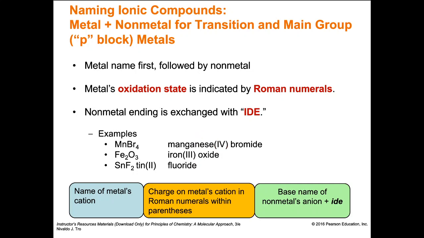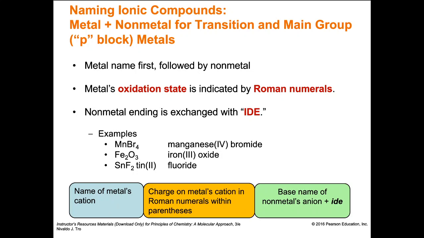So the rest of it is the same. I'm going to change the ending of the nonmetal to "ide." The only thing we're changing here is that we have to indicate the charge of the metal using a Roman numeral. So name the metal, then in parentheses next to it, give the charge with a Roman numeral, and then the base name of the nonmetal, and change the ending to "ide." That's it. Very, very similar.